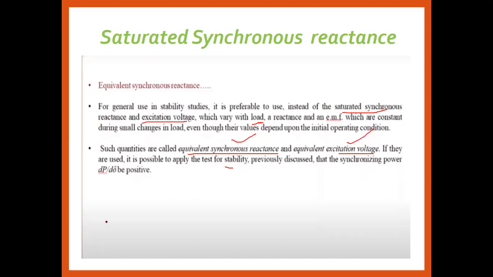Such quantities are called the equivalent synchronous reactance and the equivalent excitation voltage. And where can we use them? They are used from the stability point of view, to test the stability, considering that the change of synchronizing power with respect to the load angle is positive.